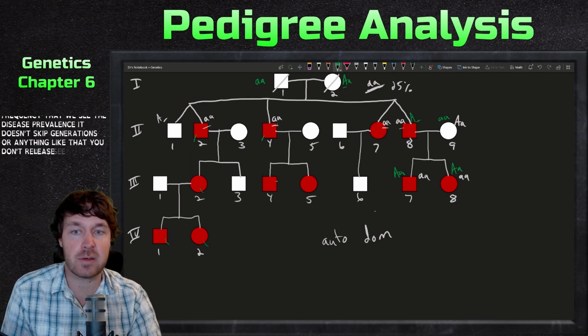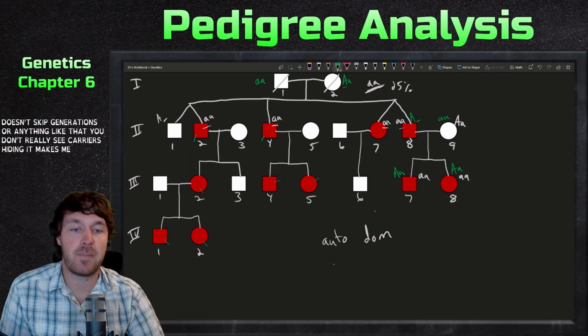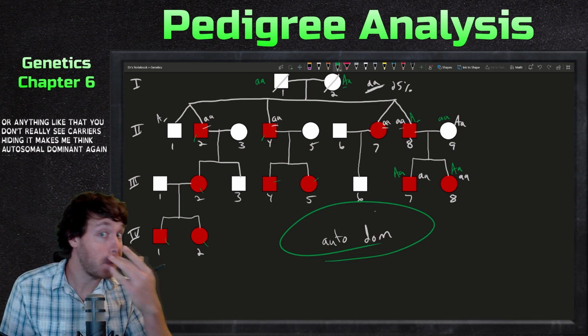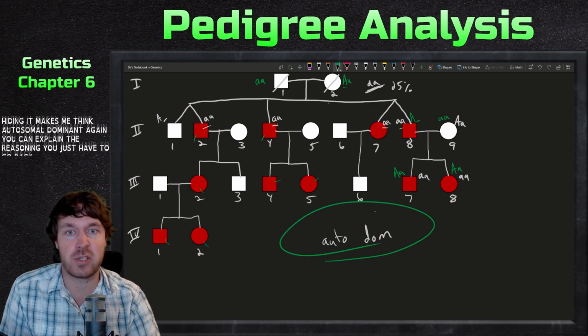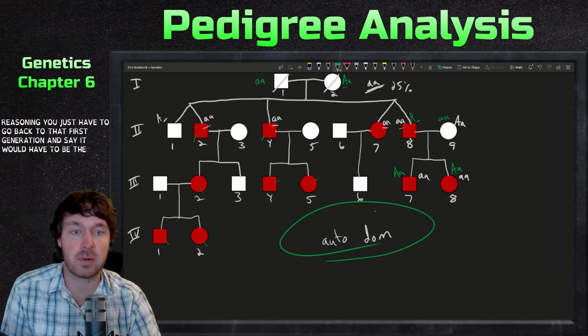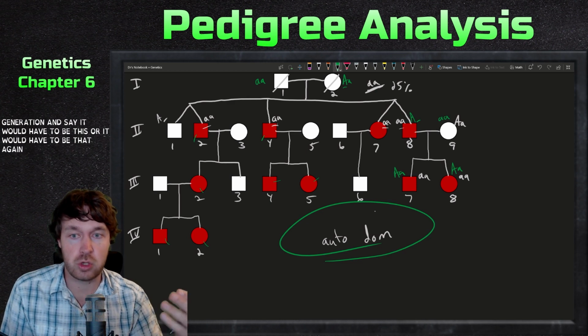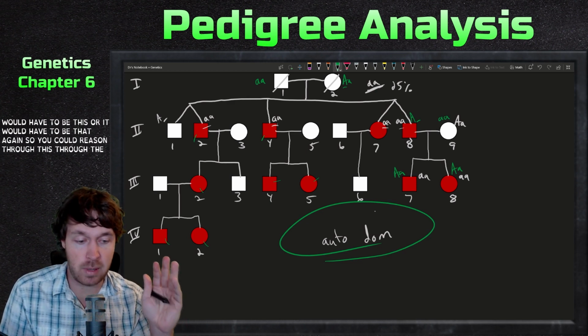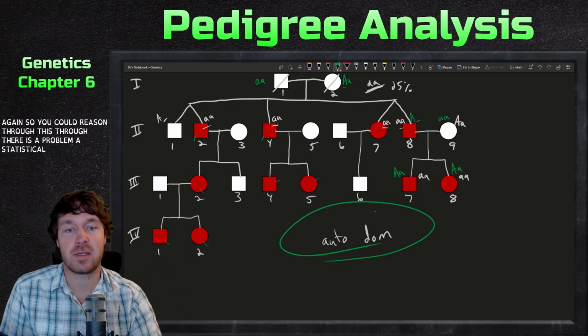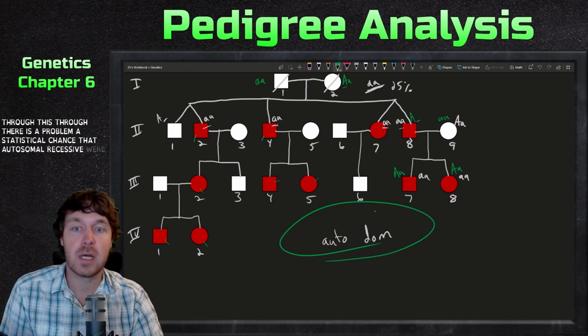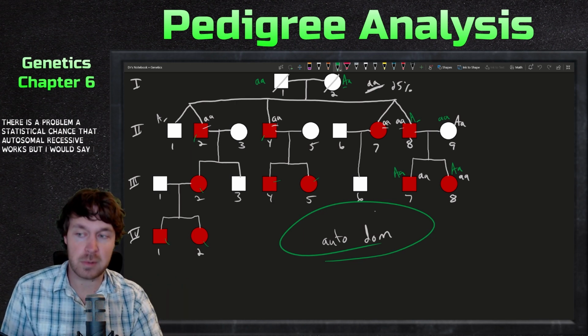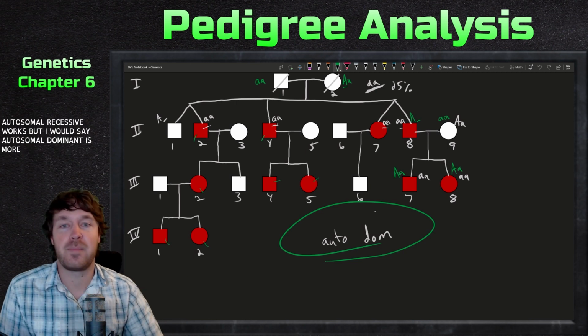You don't really see carriers hiding it. Makes me think autosomal dominant. Again, you can explain the reasoning. You just have to go back to that first generation and say it would have to be this or it would have to be that. But you could reason through this, there is a statistical chance that autosomal recessive works. But I would say autosomal dominant is more correct.